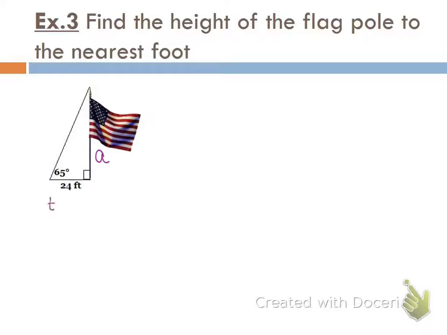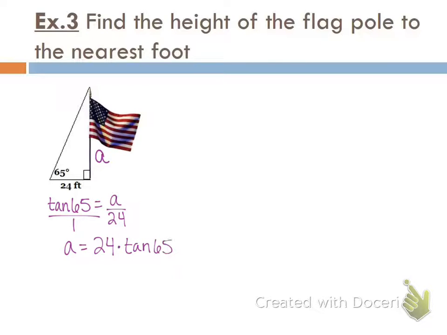Tangent 65 equals x over 24. Good. Tangent of 65 is equal to whatever your variable is, A over 24. Opposite over adjacent. The tangent of 65 gets put over a 1, so that way we can cross multiply. One of our cross products is easy. What is it? A, or x, whatever your variable is, equals the other one, which is 24 times the tangent of 65.